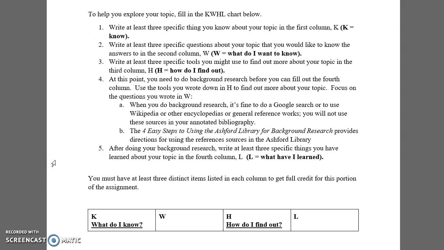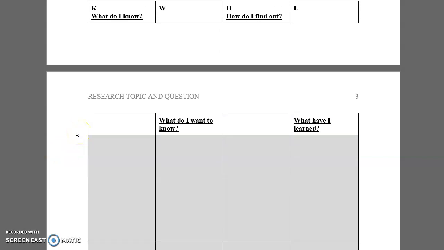The next part of the worksheet, you're going to fill in the KWHL chart. This is really to help you formulate your research and get an idea of what you know, what you want to know, and how to find it. Ideally, everything in these columns is going to apply across the way. So in the K column, you want to do, what do I know? Give me an example of something that you know about the topic, and then what else do you want to know about it? Just one thing.